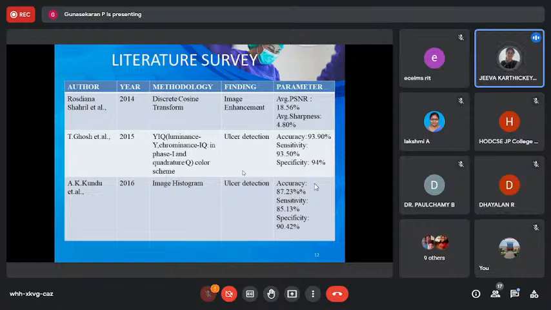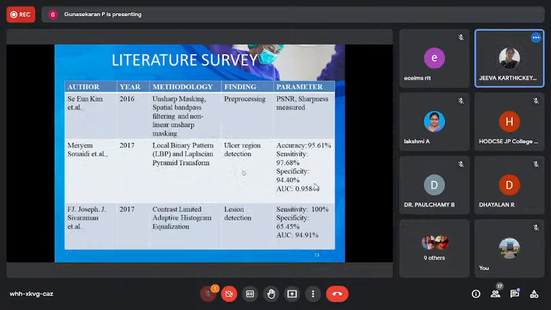The next methodology is the luminance, chrominance, and quadrature component color scheme. It is used to find ulcer detection. In another paper from 2016, the proposed methodology is the image histogram. It is also used to find ulcer detection. Various methodologies like unsharp masking, local binary pattern, and contrast limited adaptive histogram equalization are all local histogram enhancement techniques that are available. All these methods are used for ulcer and lesion detection.